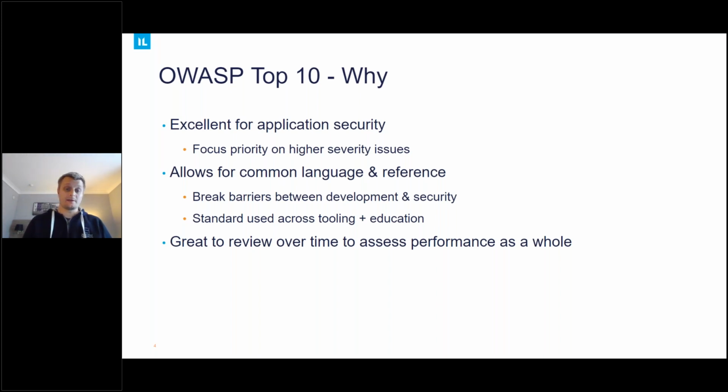It's also, as I said previously, used across many tools. So a lot of scanners will have references to the OWASP Top 10. Even our labs on the platform, our secure coding labs, they have references to the OWASP Top 10 as well. And education material. So as I mentioned, our labs, but also a lot of internal education presentations can also refer to the OWASP Top 10.